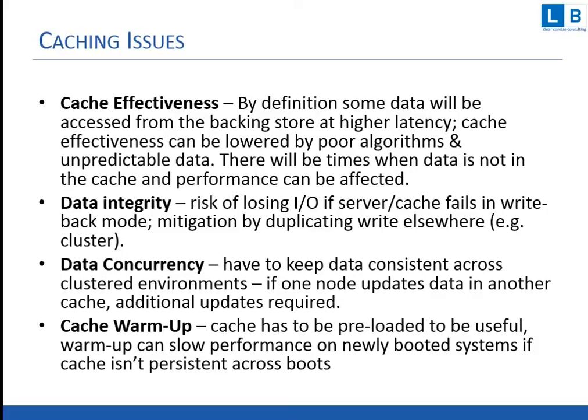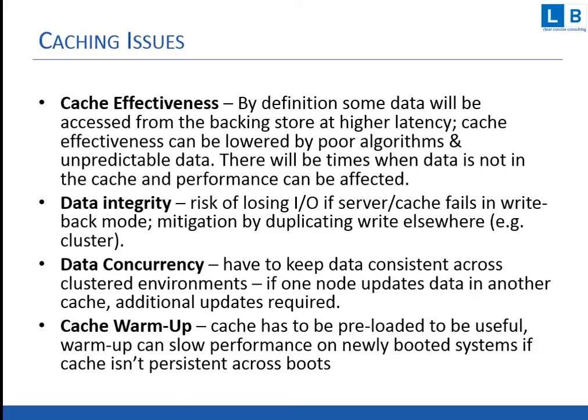So data concurrency has to be thought of, especially in clustered environments, to make sure that the software you're using for caching is able to cope with that scenario and is able to make sure that any of those sort of writes are replicated between the different nodes. The chances are, if you have the software that's fixing the data integrity issue, then it also fixes the data concurrency issue. And finally, one of the problems we've highlighted here is the idea of cache warm-up.